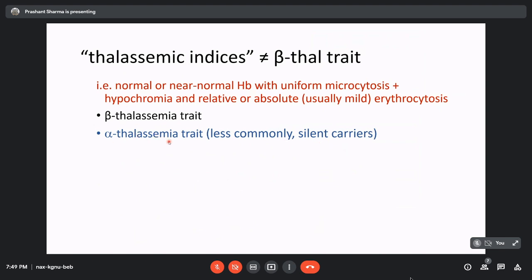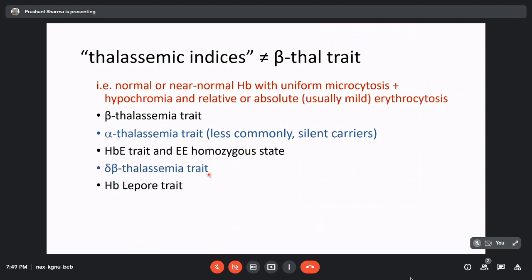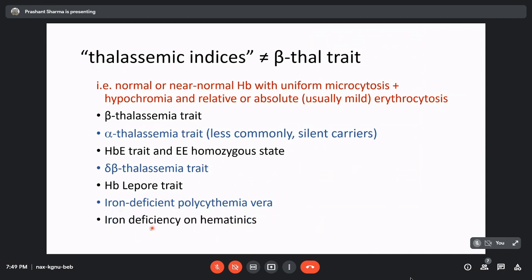Trait means two are gone out of four. HbE trait and homozygous HbE state, persons with delta beta thalassemia trait, hemoglobin Lepore trait, persons who have iron deficient polycythemia vera, and persons who have iron deficiency but have been started on hematinics, they are all going to have red cell indices which are suggestive of a thalassemia trait, which means erythrocytosis, microcytosis, hypochromia, and a normal or near normal hemoglobin and a normal RDW.